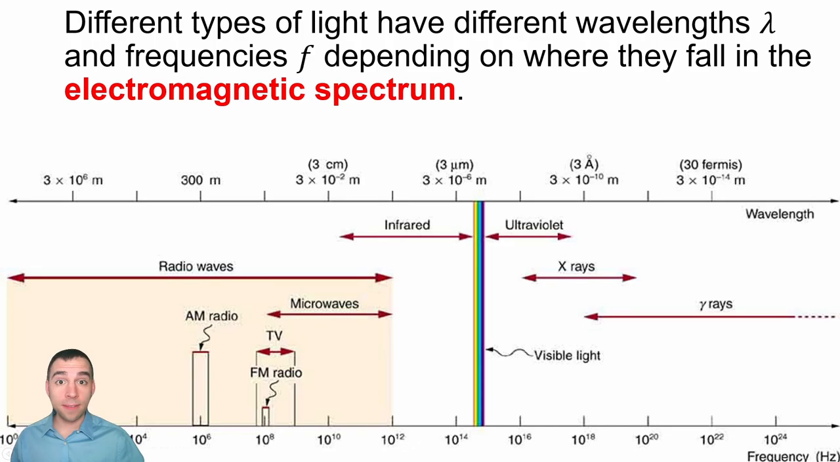On the left side of the electromagnetic spectrum, you see that we have long wavelengths. And on the right side, you see that we have short wavelengths. And these wavelengths can actually span a pretty long distance. Radio waves can have wavelengths up to 100 meters, but gamma rays or X-rays are down to the atomic scale.